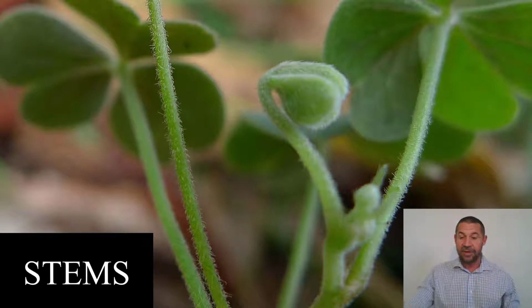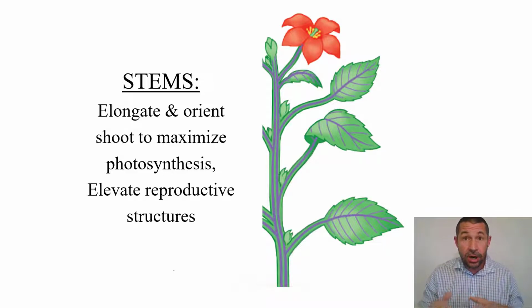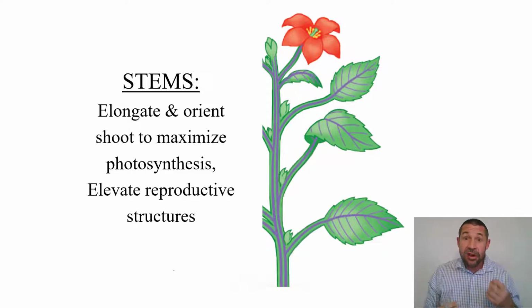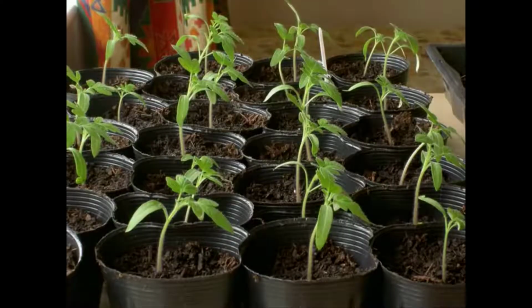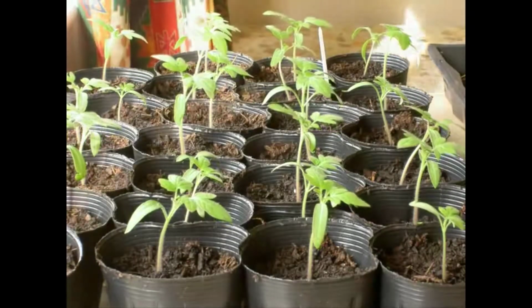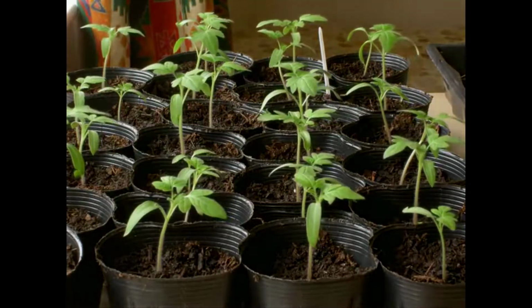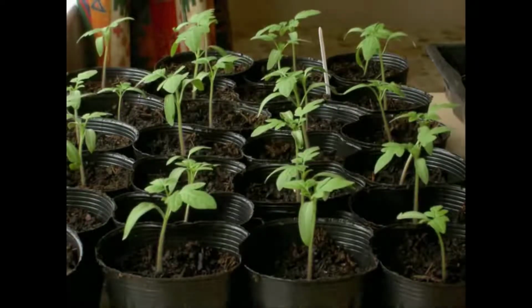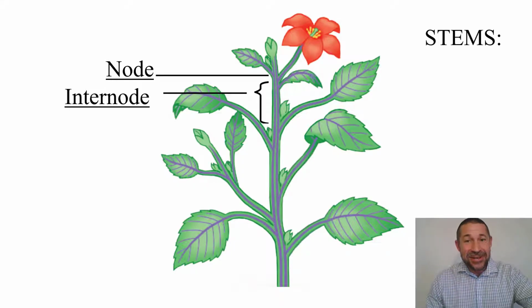Okay, so now we're going to move on to stems and the myriad of ways that stems too can be modified. The primary function of stems is to elongate and then orient the leaves to maximize photosynthesis. Let me show you what I mean by stems orienting leaves. You didn't know your tomato plants were dancing throughout the day, huh?